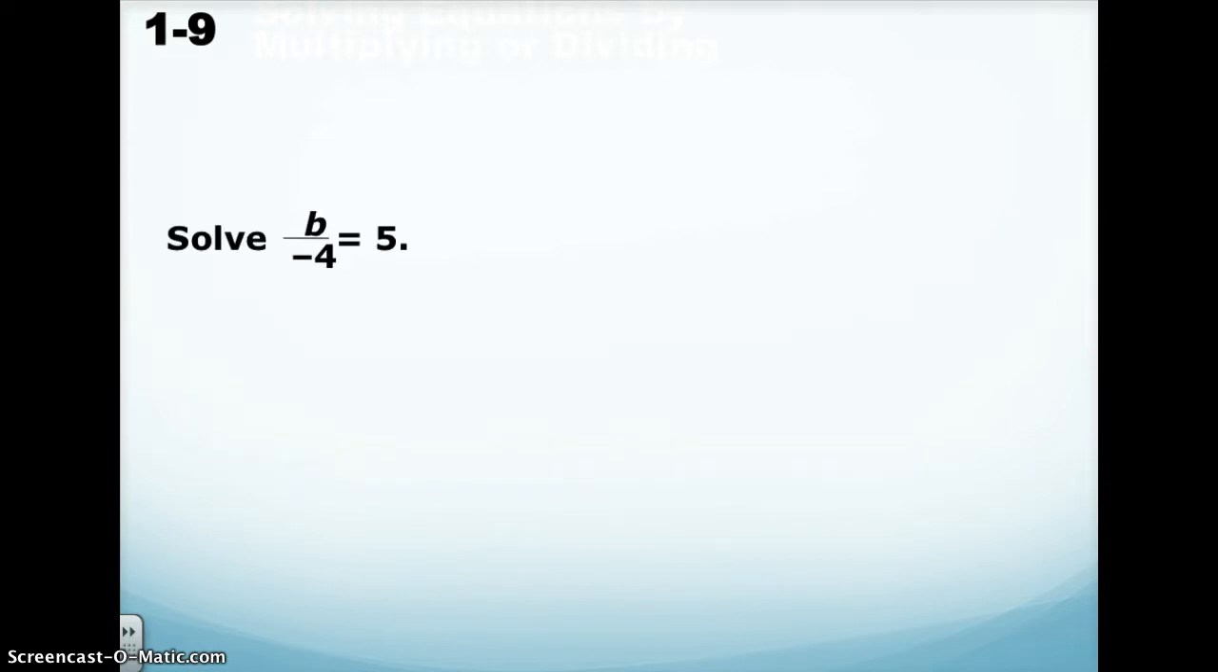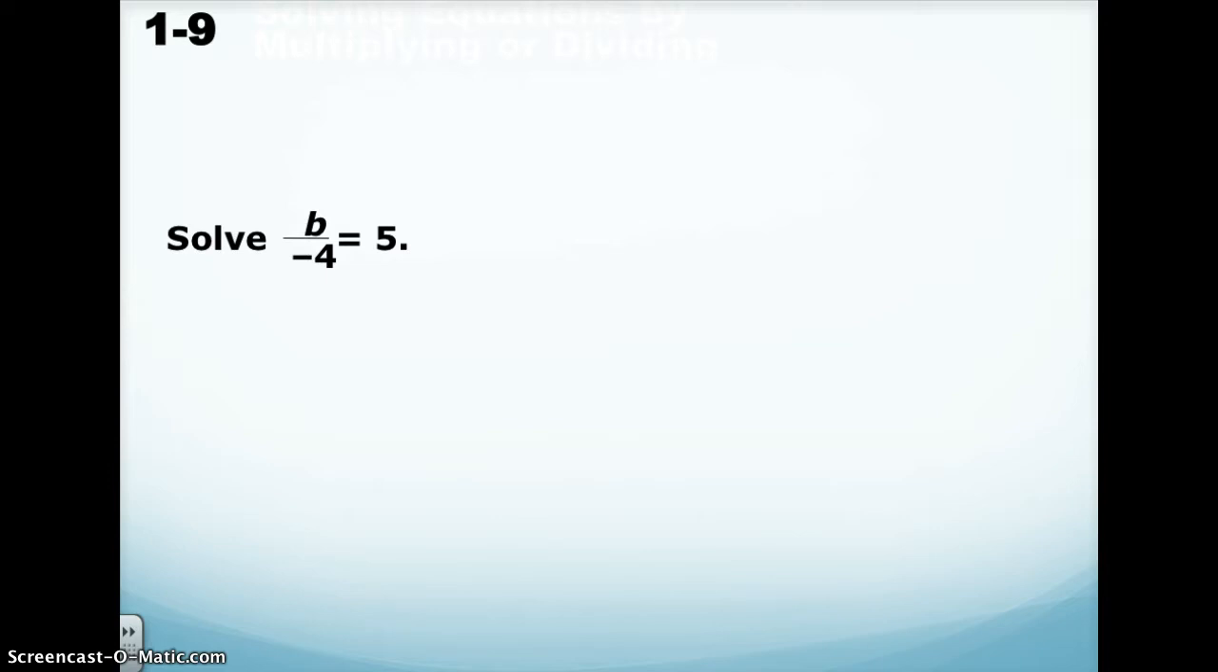Let's solve an equation that starts with division. Remember, the fraction bar means divide. What we're looking at is the variable b divided by -4 equals 5. We're trying to think what number divided by -4 equals 5. Well, we know it has to be a negative so that we get a positive answer. And I remember it would be 20, so -20.